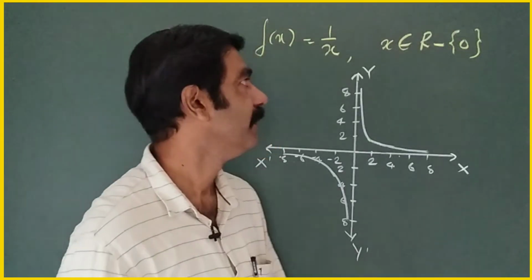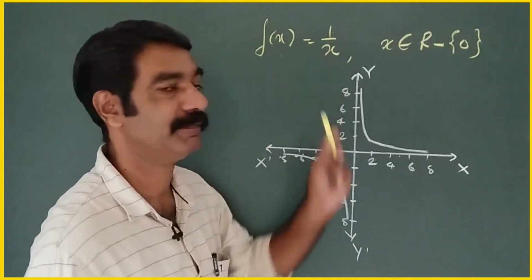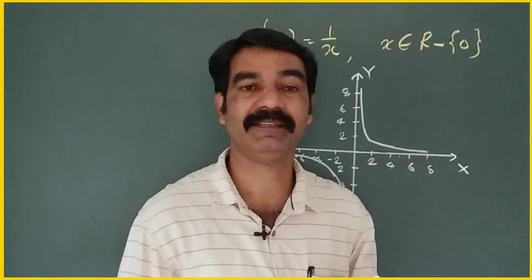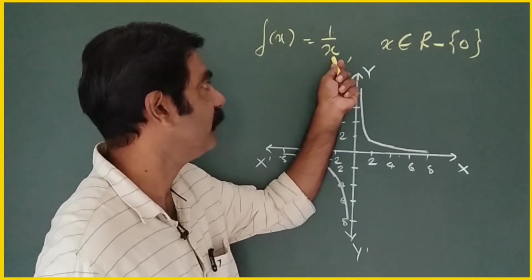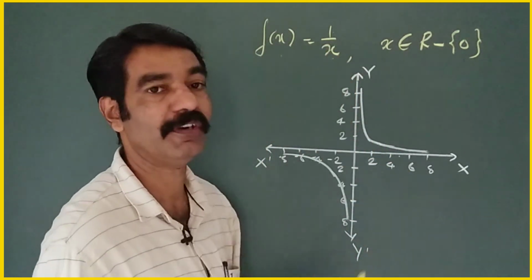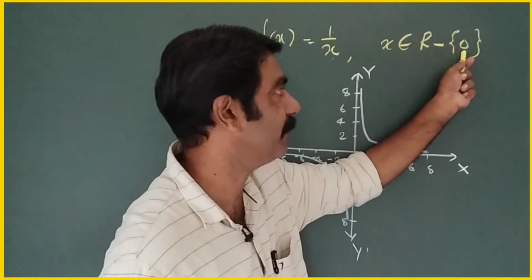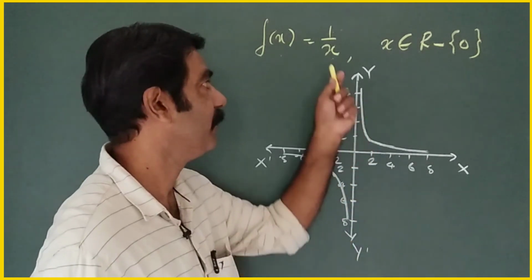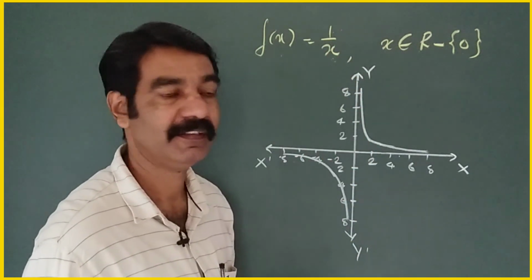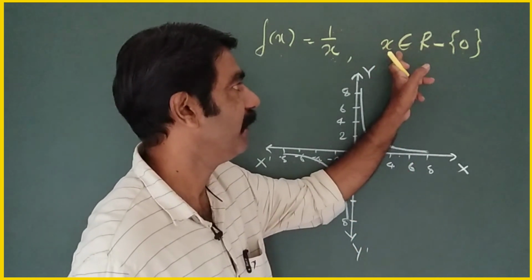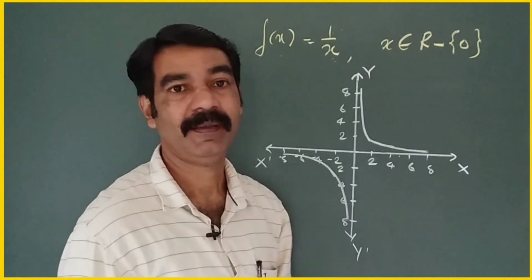We consider a function f of x is equal to 1 by x. See, f of x equal to 1 by x is a rational function. Here, when x is equal to 0, 1 by 0 is not defined. So the domain is the set of all real numbers except 0. If we give 0 for x, 1 by 0 comes, which is not defined. So the domain is all real numbers except 0.